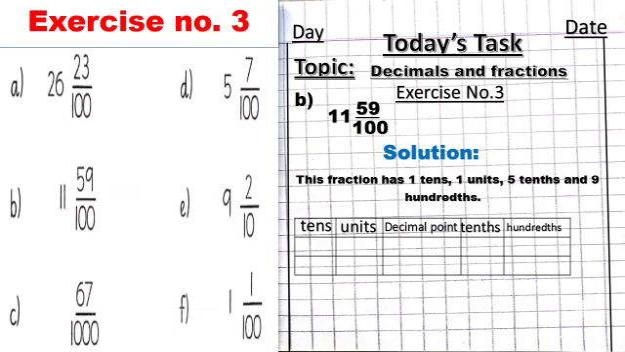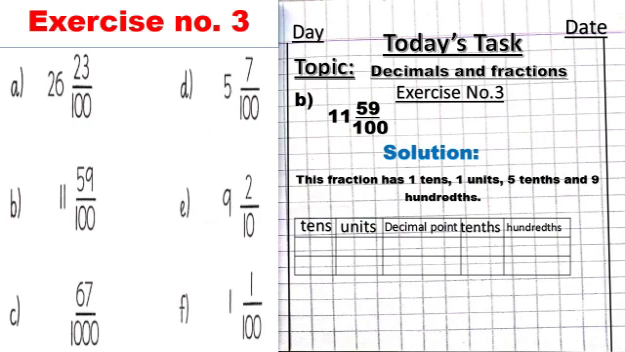Let's move to next question, that is 11 59 over 100. So dear students, as we have solved the first question, in the same way we will solve the second part also. So 11 is a whole number part and 59 over 100 is a decimal part.